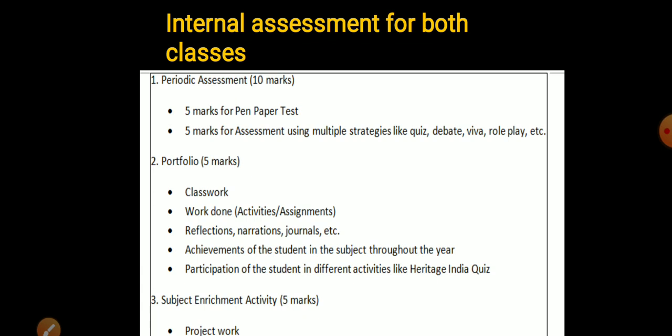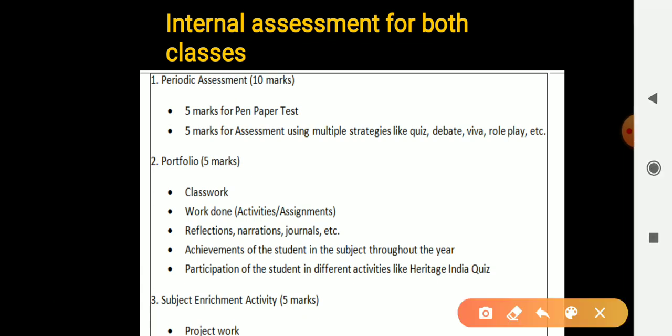So I hope it is clear. So 5 marks for your pen paper test. Why am I telling you this? For the periodic assessment, which is 10 marks. Okay, out of that, 5 marks are for your pen paper test. Then 5 marks for assessment using multiple strategies like quiz, debate, role play, etc. Out of that, nowadays whatever competitions or extracurricular activities you are performing count, for those multiple strategies like quiz, debate, role play, etc.